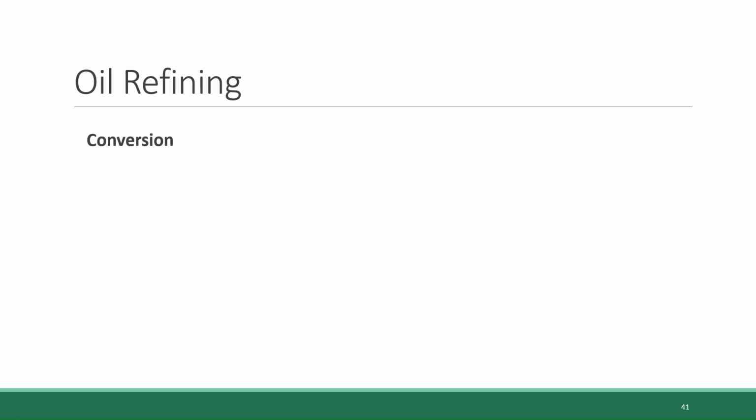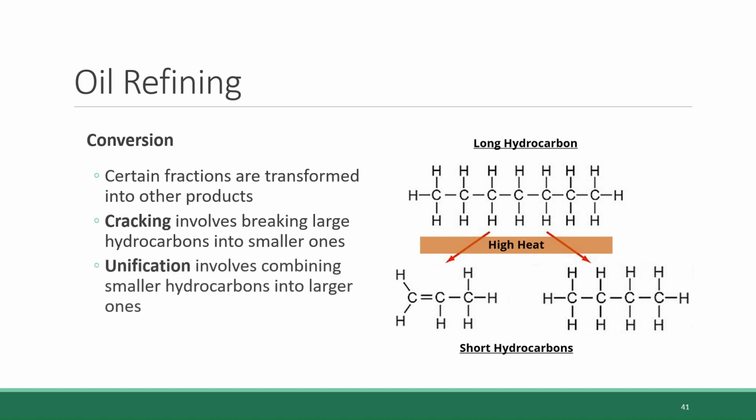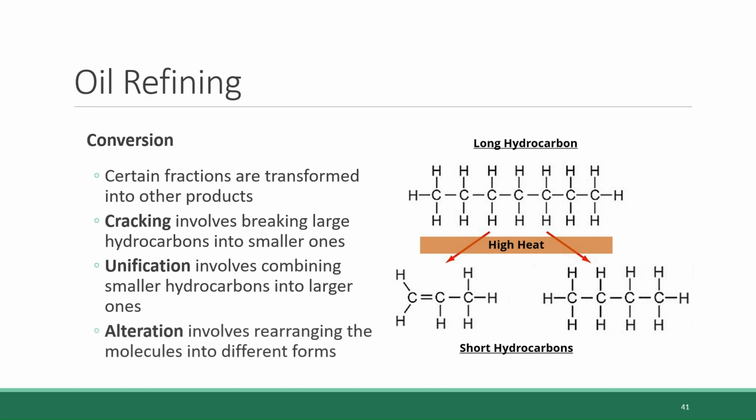The second step is called conversion. During conversion, certain fractions that were obtained from the fractional distillation are transformed into other products. This can happen in a few different ways. Cracking involves breaking large hydrocarbons down into smaller ones. That's what you see represented in this image here. Unification is the opposite, combining smaller hydrocarbons into larger ones. And then alteration involves rearranging the parts of the molecule to create different forms from the same set of atoms. And the purpose of this step is to create different molecules that serve different purposes.